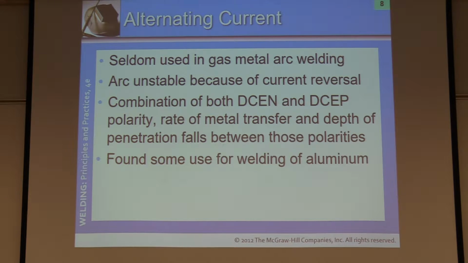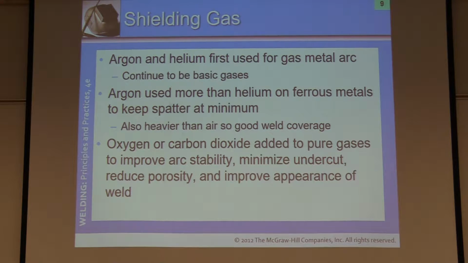Moving forward, a combination of both electronegative and electropositive polarity gives a rate of metal transfer and depth of penetration that's kind of in the mean. Some use it for welding of aluminum. Most machines we're going to use will have electropositive or electronegative, and they'll have a pulse on them on some of the newer machines, or you may be running a spool gun with just a straight feed, and we'll learn how to manipulate by hand as well. Hand-eye coordination and travel speed as well. Shielding gas.